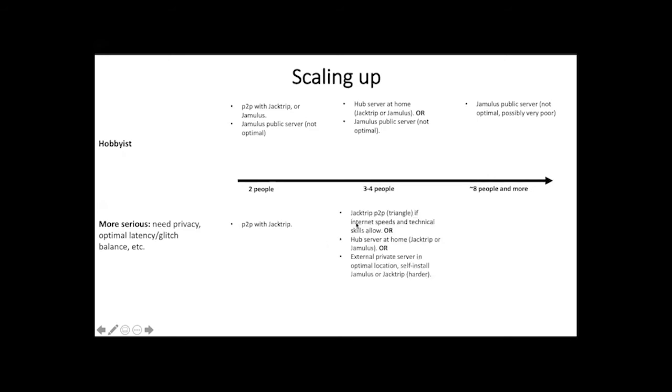Moving up to 3 or 4 people, you might want to try peer-to-peer, especially with 3 people. The triangle is not massively hard to set up, I don't think, and that is going to give you one of the best performances that you can get for 3 people. For 4 people, as we saw on the previous slide, it starts to get a bit complicated from that point onwards.